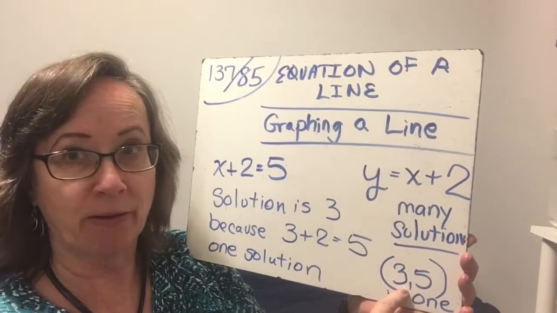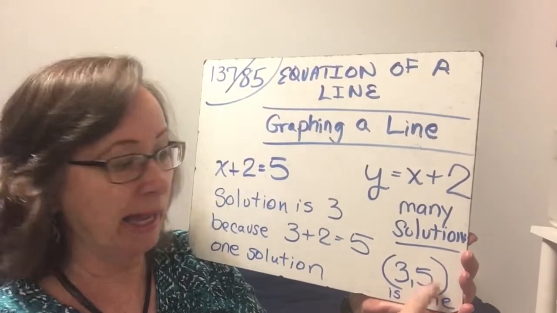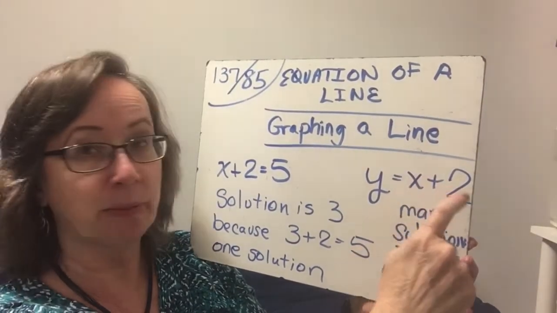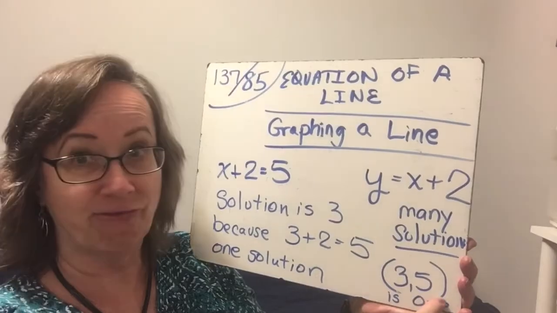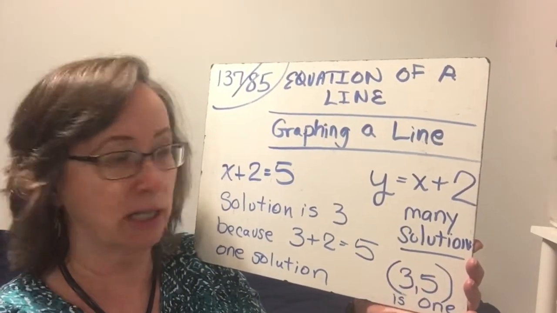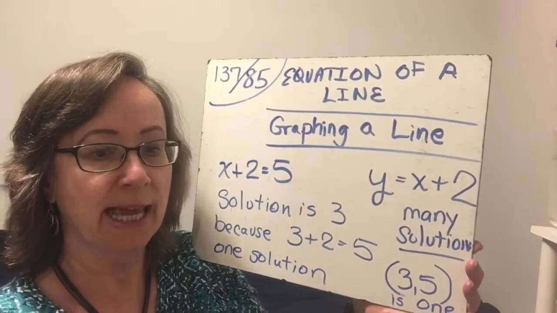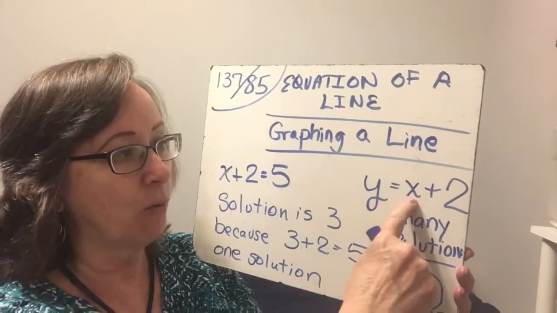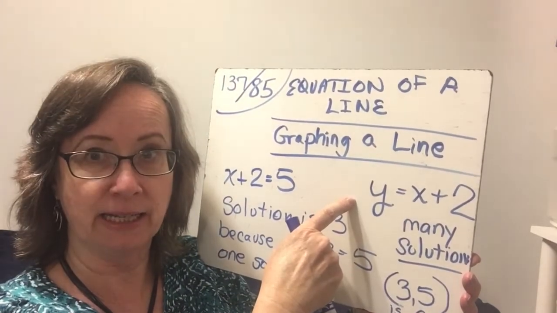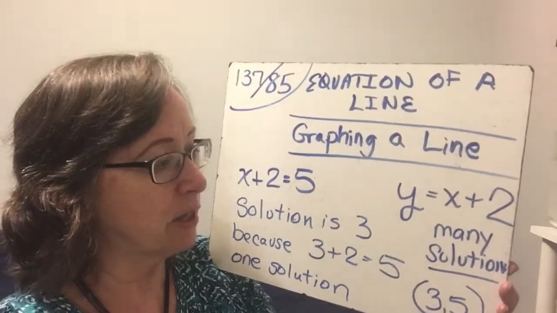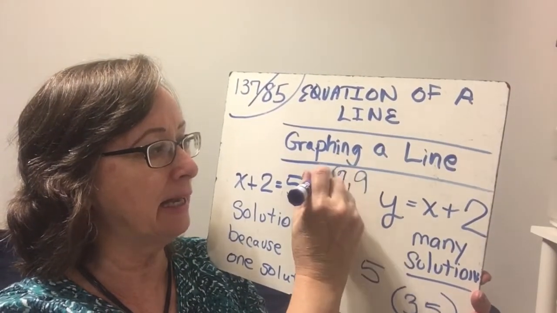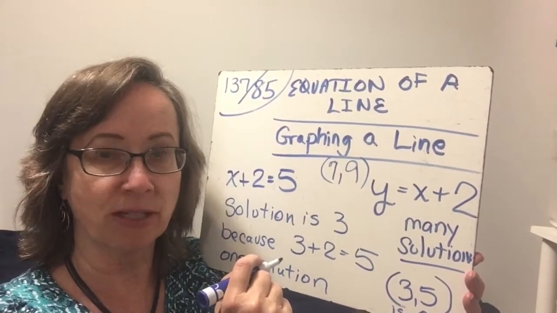Remember, in an ordered pair, this is the x and this is the y. So if I put 3 where the x is, then I get 3 plus 2 is 5, and 5 is where the y is. So this is one solution out of many solutions. Can you think of another solution? What if I put a 7 here? Then I could have a 9 here, and that would be true. So another solution would be 7, 9. An ordered pair, 7, 9.